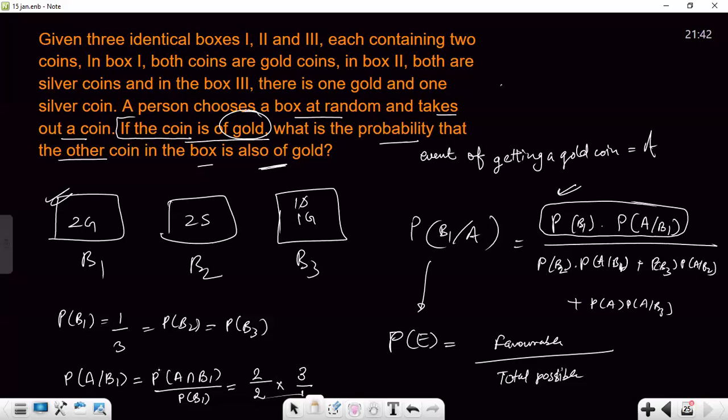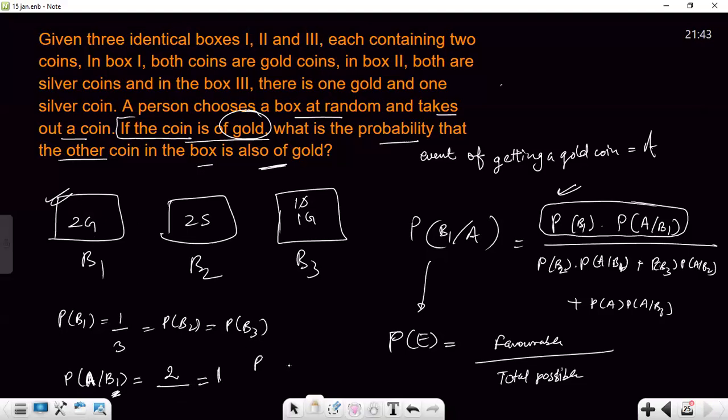Probability of A conditional, probability of A with this. So it should be probability of choosing B1 box. Okay, let's do it another way. Let's do it by common sense. We have to find out the probability of getting a gold coin in B1 box. It is simple. So how many gold coins are there? 2. How many total coins are there? 2. So probability of getting a gold coin from box B1 is 1.